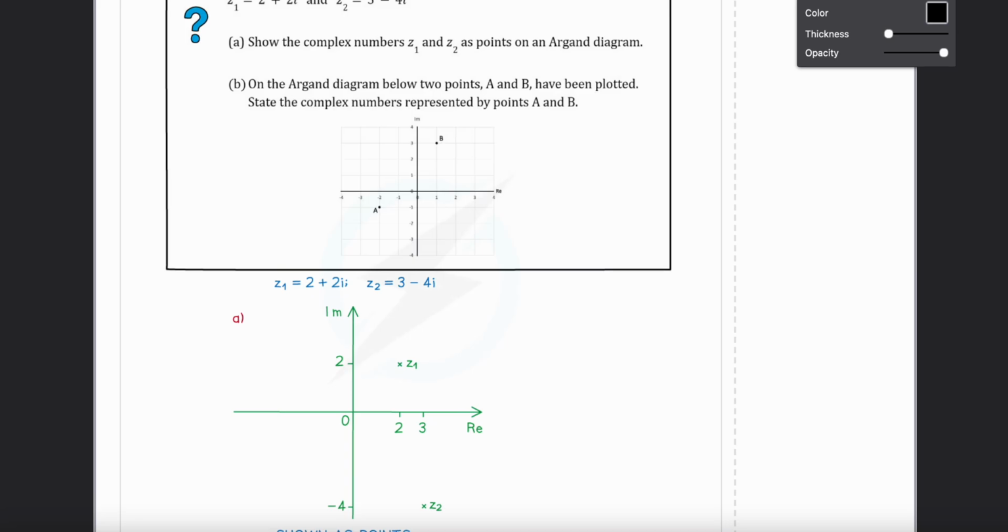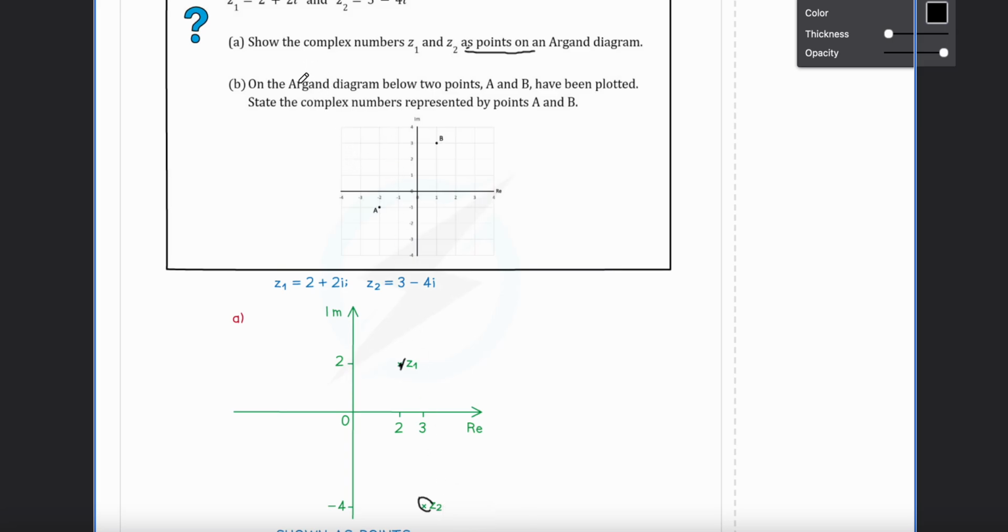So we have Z1 is equal to 2 plus 2i. We have 2 on the real axis and 2 on the imaginary axis. So this is our Z1. This is just a point. We are not going to connect it to the origin because the question says we should represent them as points. So we are not going to connect it to the origin. And then 3 minus 4i. So we have 3 on the real axis and we have minus 4 on the imaginary axis, and so this is our point, and so we are done.